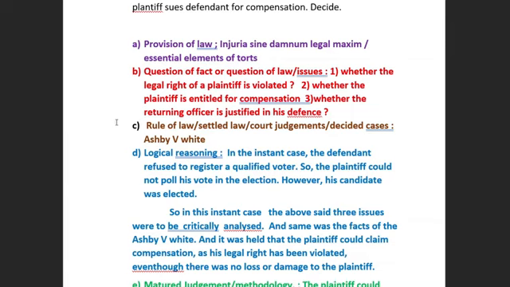Here whether the legal right of a plaintiff is violated, whether the plaintiff is entitled for compensation, whether the returning officer is justified in his defense. So in this way you can write any number of issues, but you have to see the time management, how much time has been given. So if you are writing for only 6 months, you cannot go more than that. Here these are all the methods, if you follow that is more than enough.